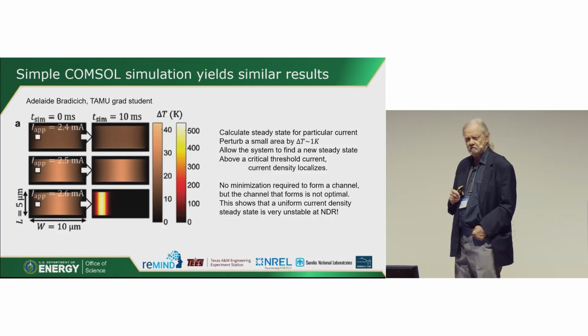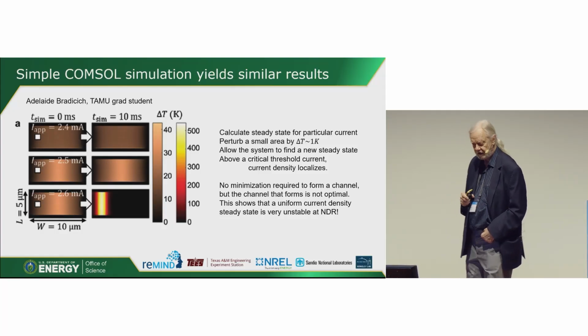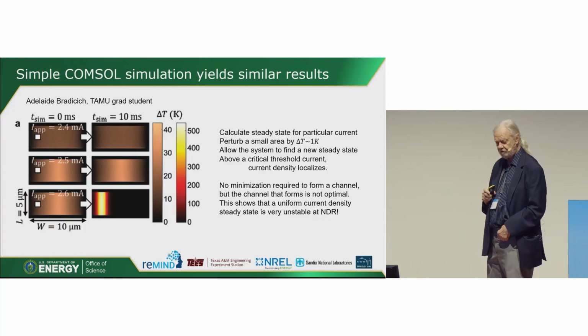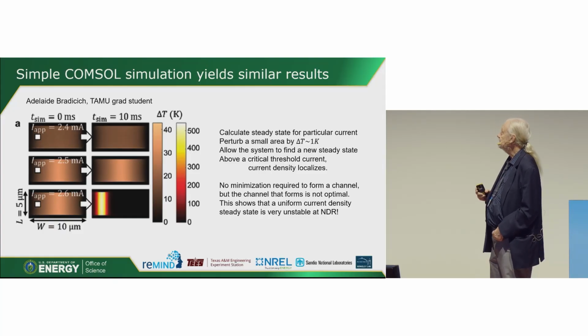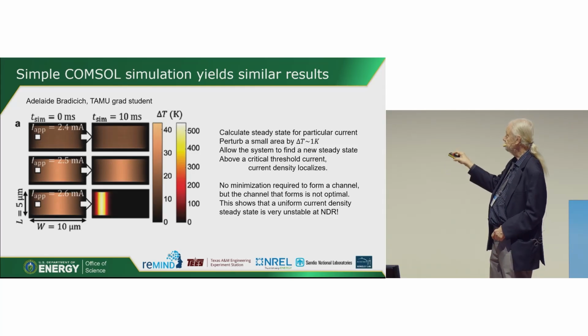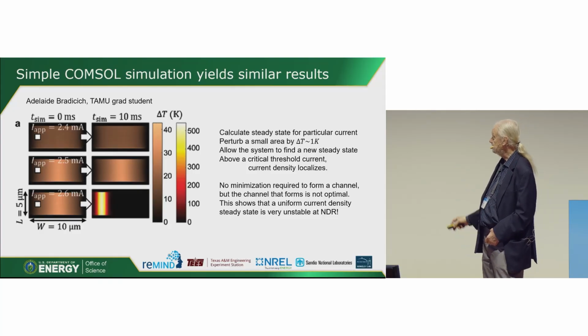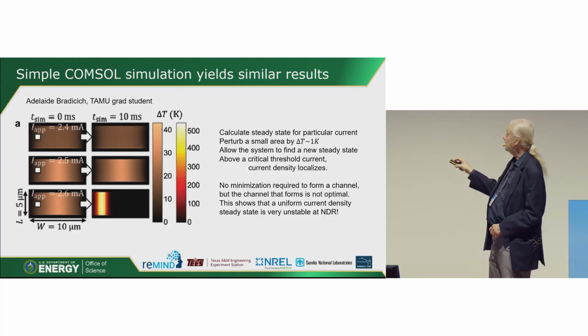That'll never work. Well, it did. And that's why I learned a long time ago to never tell a student not to do something. So what she did was she essentially created a model which had material parameters like vanadium dioxide, and she flowed current through the system, and you could see that at these two currents, 2.4 milliamps and 2.5 milliamps, the system was relatively uniform.